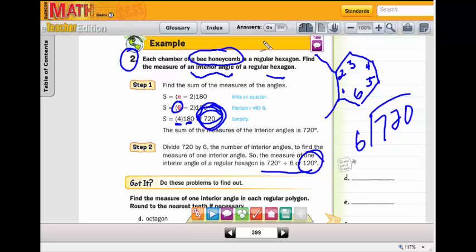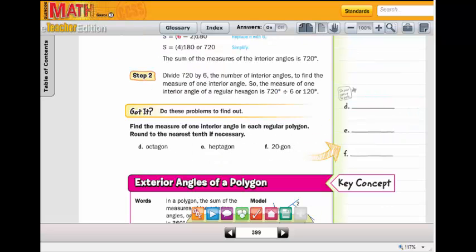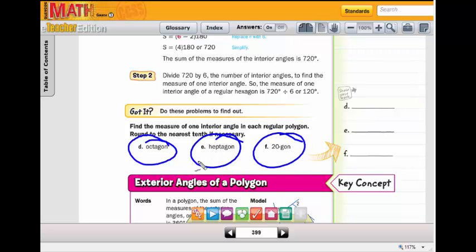Two-step procedure here. First step, use your formula, 2 less than the number of sides times 180, and then divide that number by the number of sides, in this case 6. Please press pause and do letters D, E, and F. Again, if you don't know how many sides a heptagon or a 20gon has, which I hope you should know, or certainly an octagon, I would hope. If you have to, get on Google and ask there.